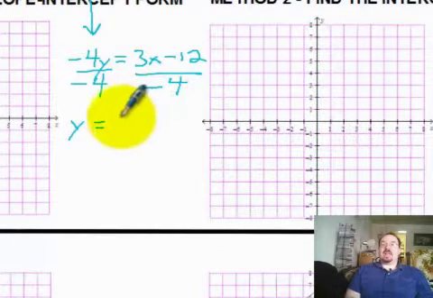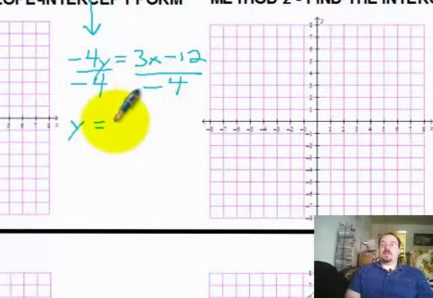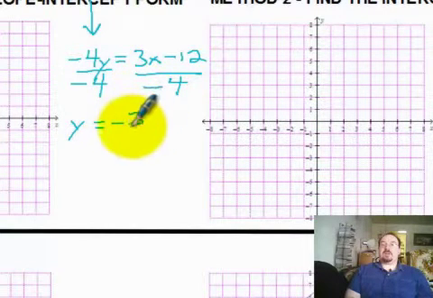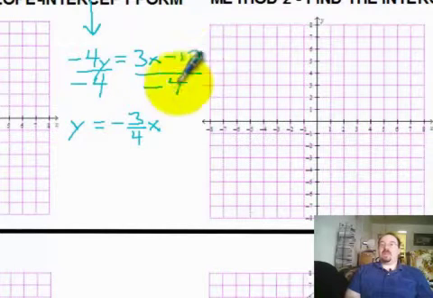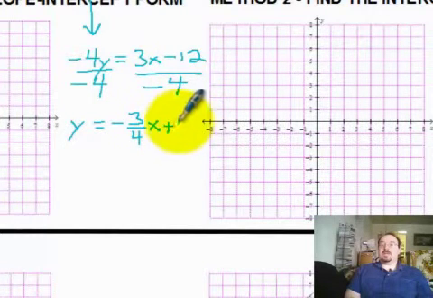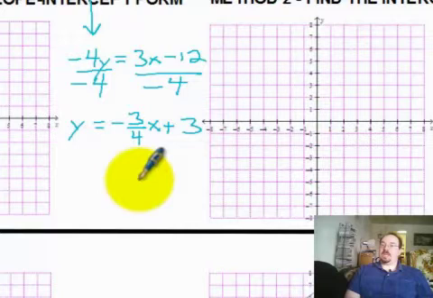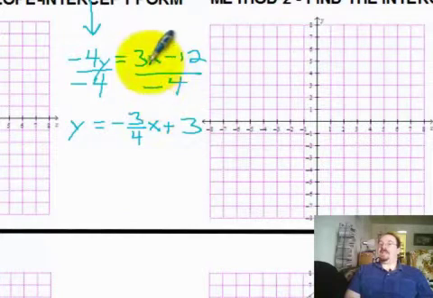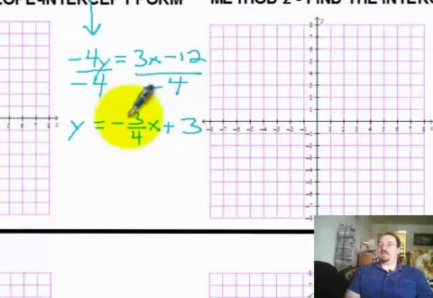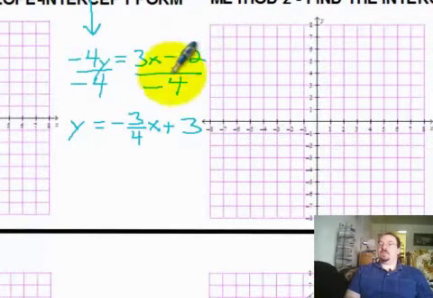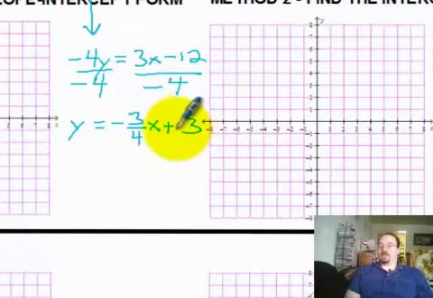And on the right, I have 3 over negative 4, and I'm just going to put the negative out in front, and then x. And negative 12 divided by negative 4 just gives me positive 3. So I divided each thing separately here. I divided 3 by negative 4 and got negative 3/4. I divide negative 12 by negative 4, I get 3.